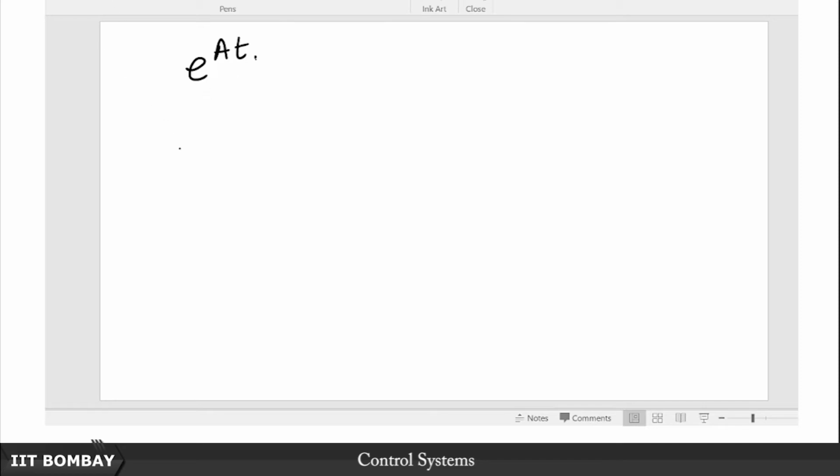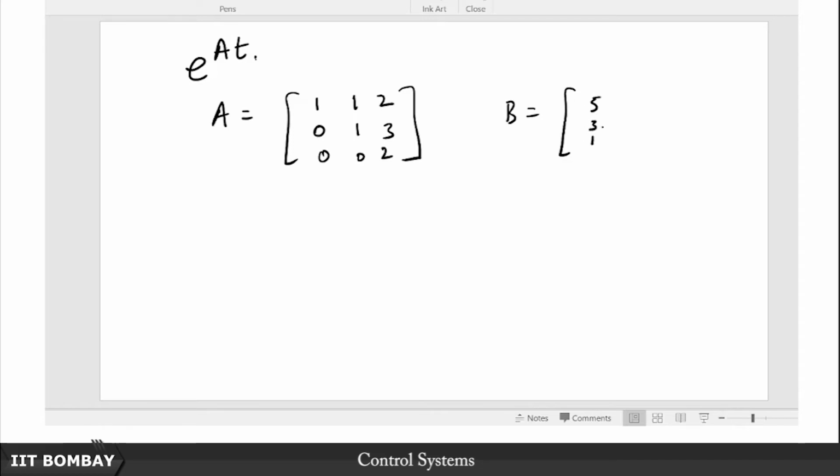Now in this particular example, it turns out that our A matrix is 1 1 2, 0 1 3, 0 0 2, which we have seen the other day cannot be diagonalized, but nonetheless we can get this block diagonalized. Let me write that B matrix down once more at the cost of being repetitive. So the C is going to be 1 0 0, that is my system matrices, and of course D is equal to 0, right.